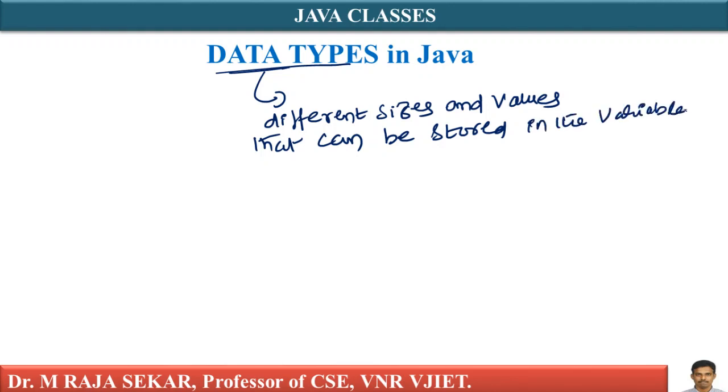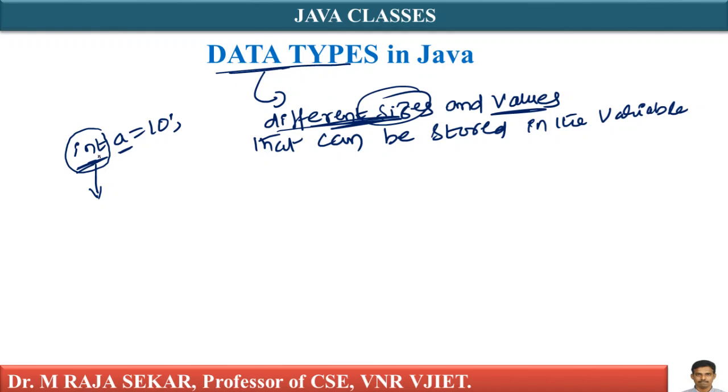What is a variable? I already discussed variables in my previous lecture. This is important. Data types are used to specify different sizes and values. What does it mean? For example, if I say int a equal to 10, this int is known as the data type. What does it specify? It specifies sizes. Size means how much memory this particular a needs, whether it is 2 bytes, 3 bytes, 4 bytes, like that. And values, what type of values one can store, that our data type will specify.